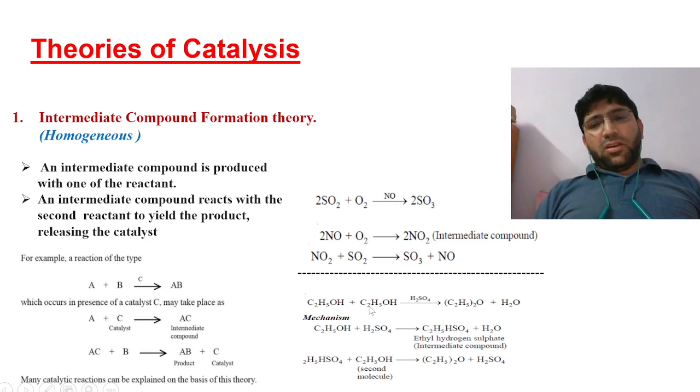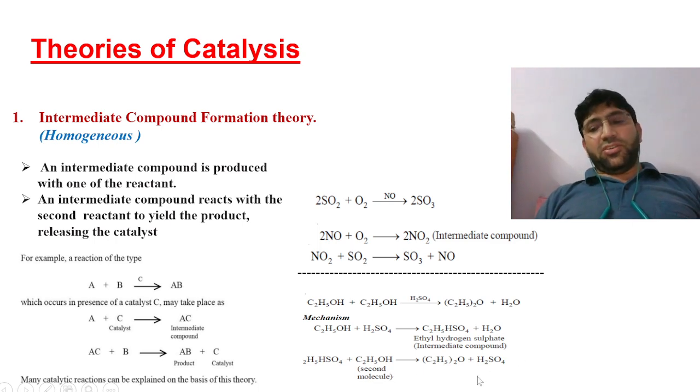Similarly, dehydration of alcohols to form ethers is catalyzed by sulfuric acid. Again, there is intermediate formation by reaction of ethanol with sulfuric acid to form ethyl hydrogen sulfate as an intermediate. Then the intermediate reacts with another molecule of the alcohol to form ether, and sulfuric acid is regenerated.